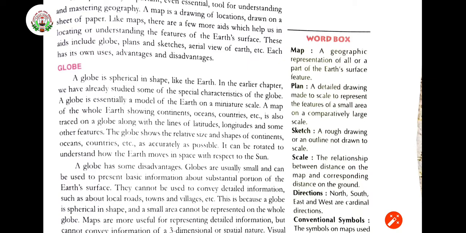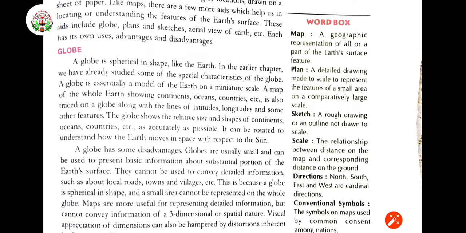The shape as it looks and the areas and all, it is showing as accurately as possible. It can be rotated to understand how the earth moves in space with respect to the sun, how the earth is revolving with respect to the sun. It has some disadvantages. Okay, as the earth and the countries, oceans, continents look, the model is going to show that thing only, right?